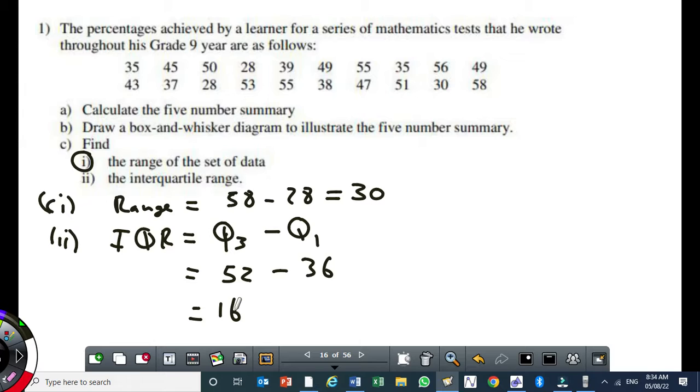Please, I want you to be aware that finding the interquartile range is very easy. Once you get your Q3 correct and your Q1 correct, finding the interquartile range is very easy. It can be done by anyone, even a learner who is in primary school. Just subtract one number from the other. That's very simple. All right, let's go back to the question I was doing yesterday.